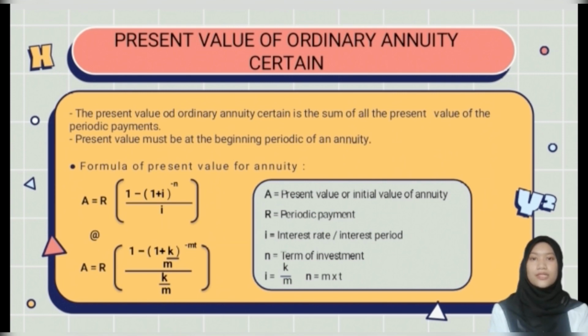The formula for present value is A equals R times [1 minus (1 plus i) to the power of negative n] divided by i. Or we can use another formula, which is A equals R times [1 minus (1 plus k over m) to the power of negative mt] divided by k over m.